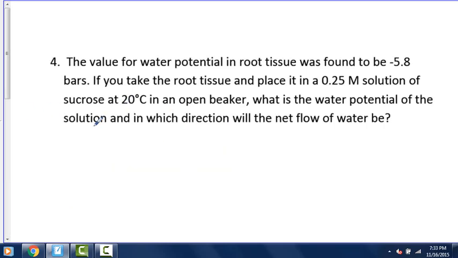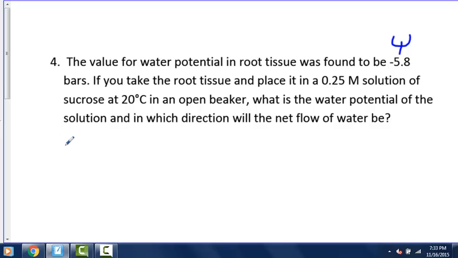The value for water potential in root tissue is found to be negative 5.8 bars. So this is my overall water potential. And if you take the root tissue and place it in a 0.25 molar solution of sucrose in an open beaker, what's the water potential of the solution, and which direction will the net flow of water be?